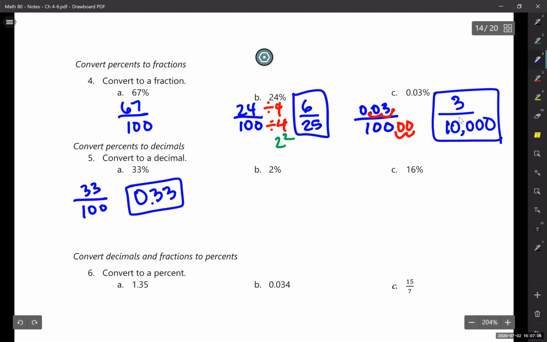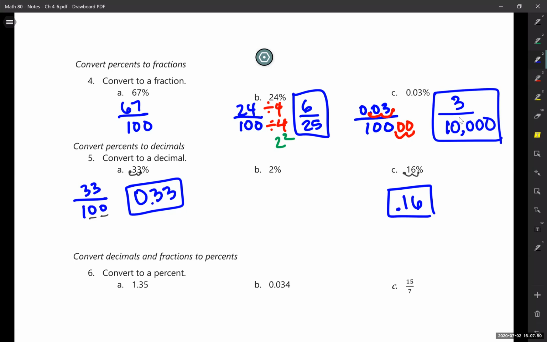Now we don't have to write the fraction every time. So if you notice the pattern here, what we did was we moved the decimal from the 33, we moved it over 2 spaces to be 0.33. And the reason we did that is because percent 100 has 2 zeros in it. And so the same thing's going to be true for part B. Well, you know what? I'm going to come back to B. I'm going to do C first. So the same thing is true for part C. I'm going to move it 1, 2, and I end up with 16/100 as my answer.